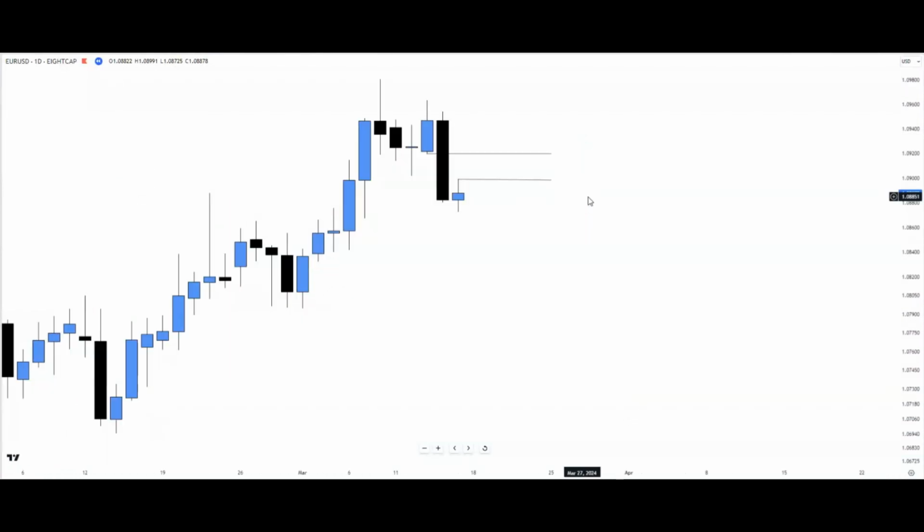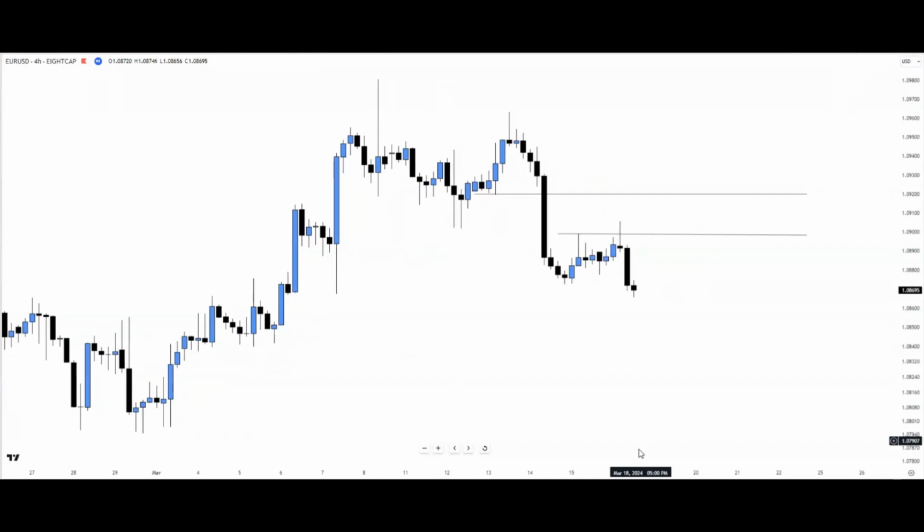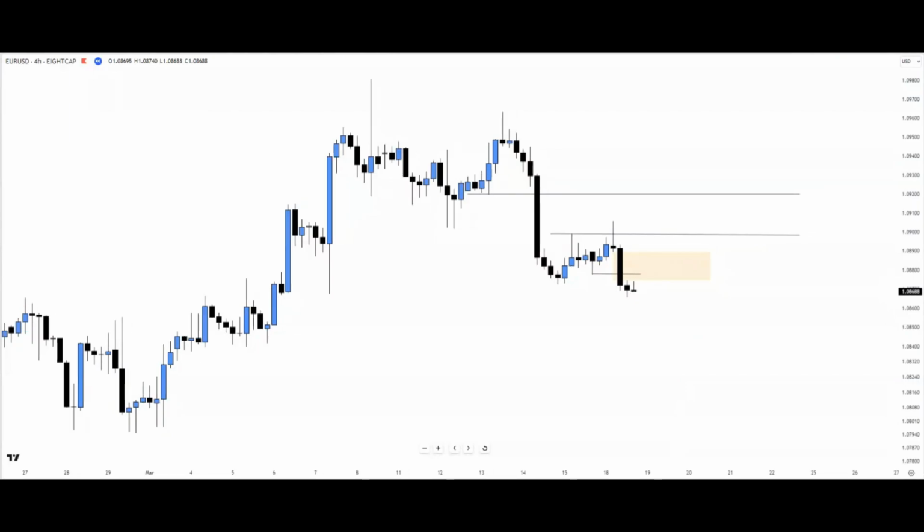So right here is another example. As you can see, we've identified a fair value gap right here. So let's see what price does. So you can see how price trades into that particular fair value gap and trades away from it. So dropping down to the lower time frame, we can see we have a market structure shift right here. So we can wait for price to trade into this particular fair value gap in order to frame our entry.